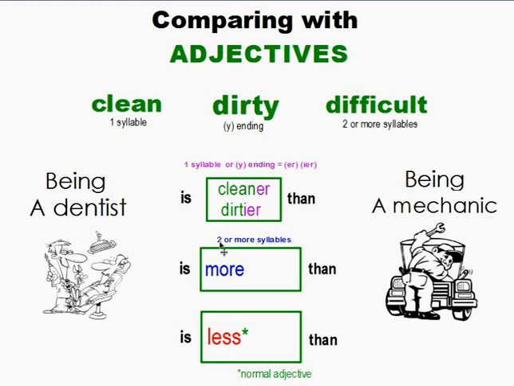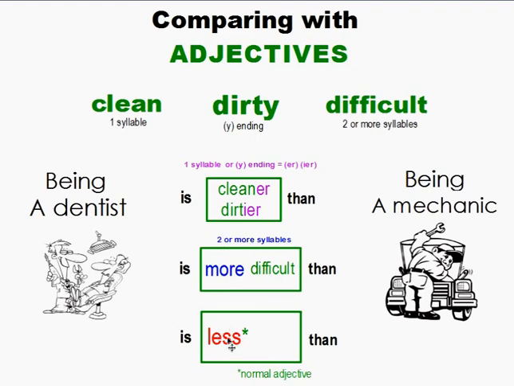Now, when I have two or more syllables, for example, difficult, that's three syllables, then I need to use more. So I'm going to say being a dentist is more difficult than being a mechanic.